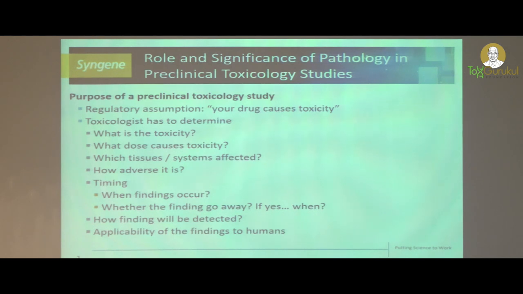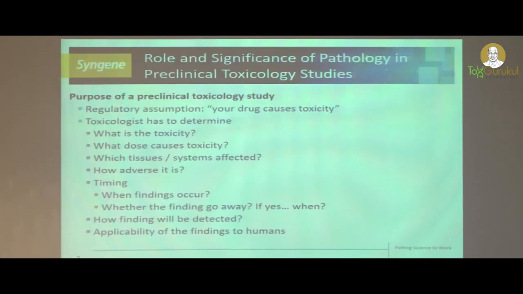The main purpose of conducting toxicology studies is to characterize the inherent potential toxicity of a compound under investigation and submit comprehensive data to the regulatory agency. The regulatory agency is always suspicious, and the default assumption is that your drug causes toxicity. The toxicologist has to determine what toxicity it is by conducting a range of toxicology studies, ranging from the acute to 28-day study, 90-day study, all the way to 2-year carcinogenicity studies.